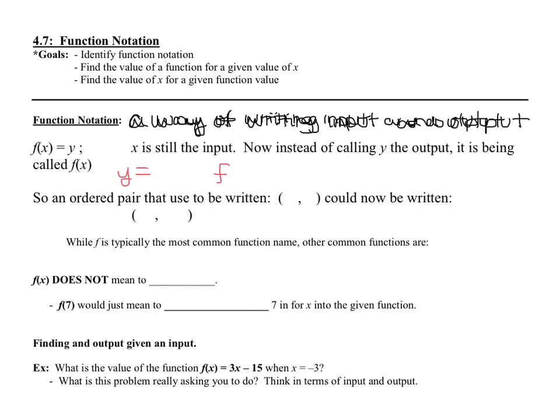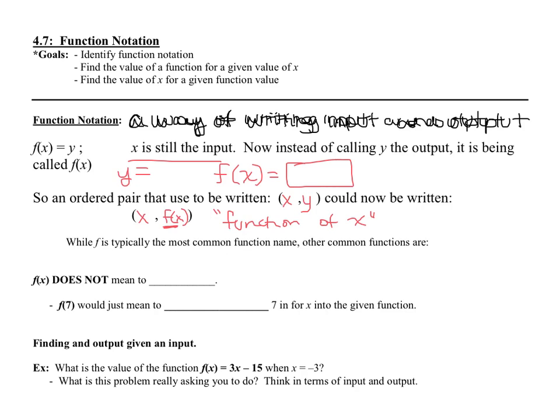So a function instead is going to look like f parentheses x equals, and then this might be like 2x plus 7 or something. Before, an ordered pair used to be written x comma y. X is still our input, so we're still going to have x, but instead of putting y in this spot, we're going to put f parentheses x. And the way that that is read, it literally means function of x.